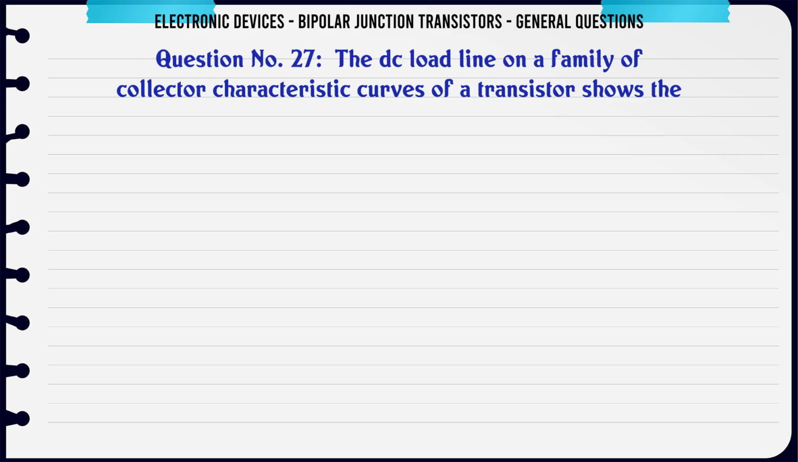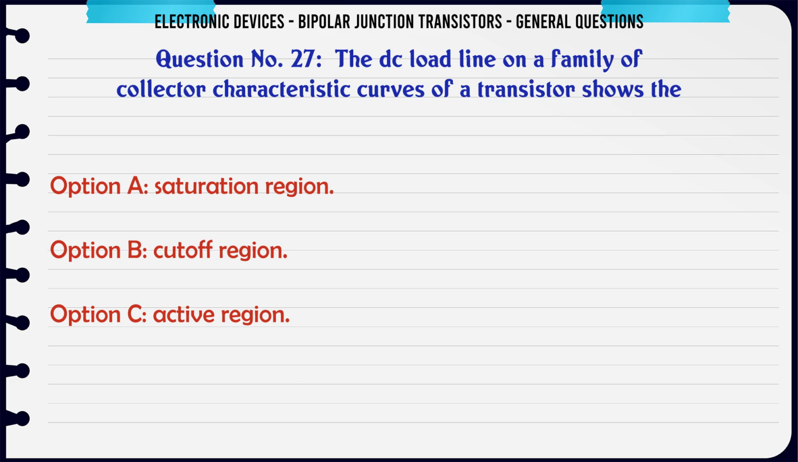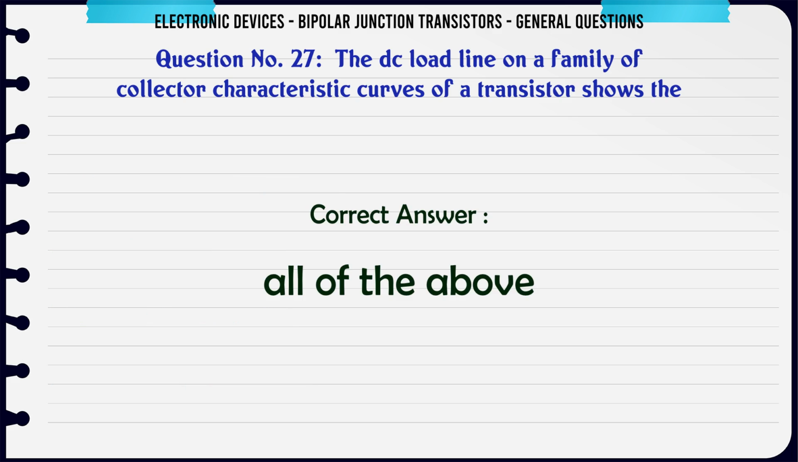The DC load line on a family of collector characteristic curves of a transistor shows the A saturation region, B cutoff region, C active region, D all of the above. The correct answer is all of the above.